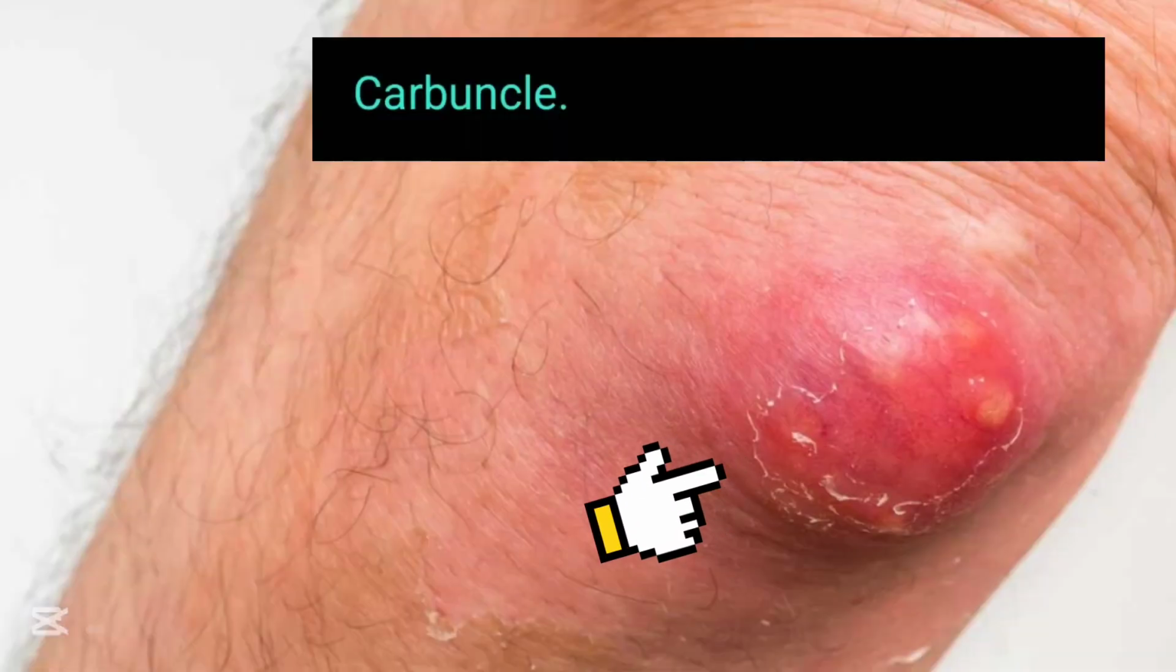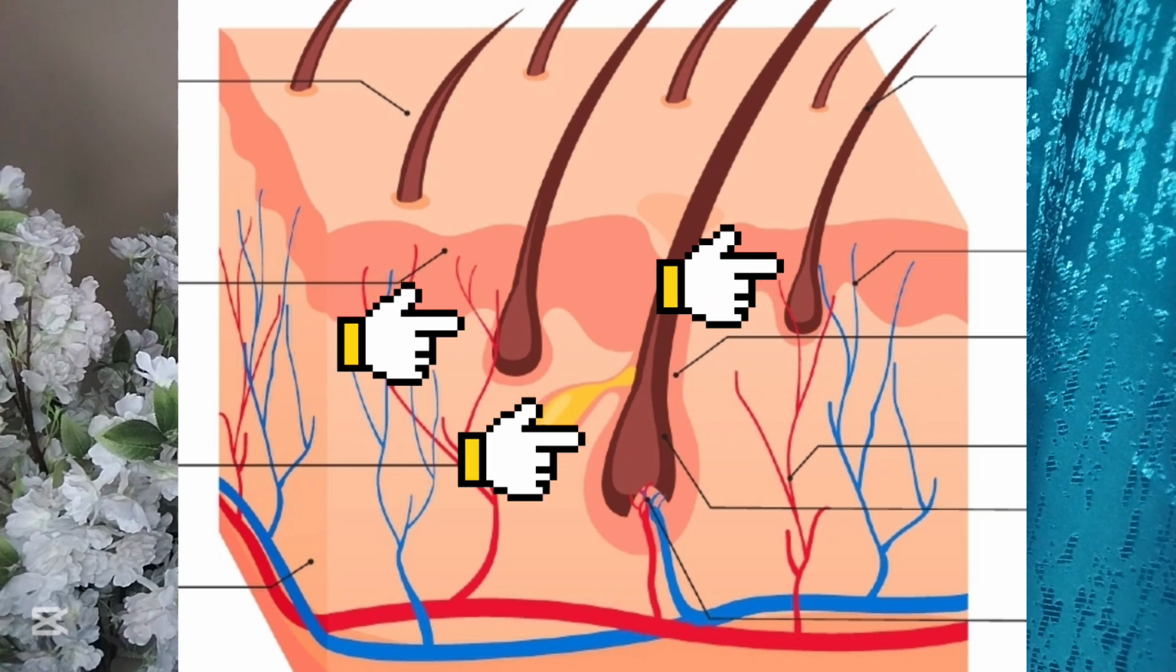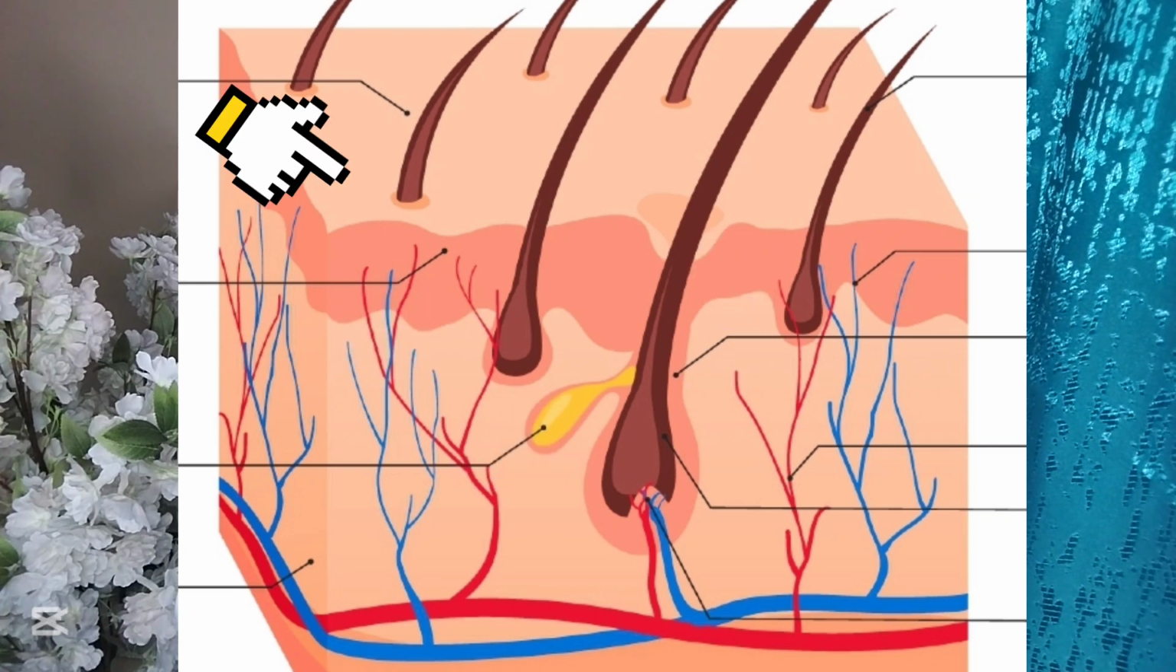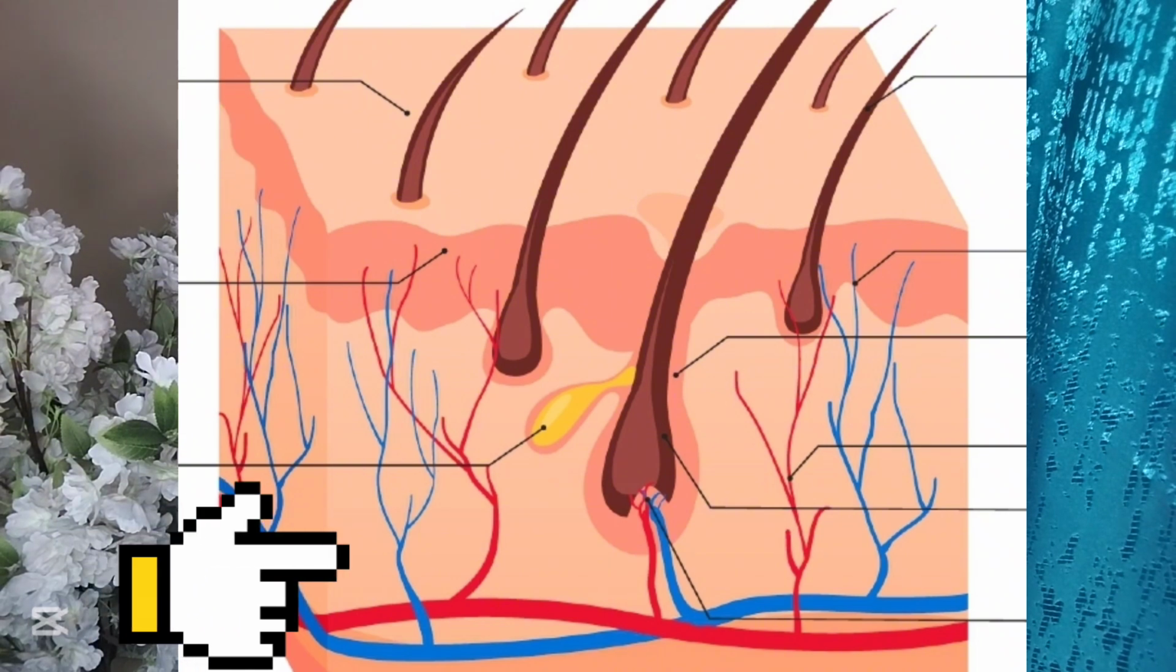Today's video is about a carbuncle. A carbuncle is a pus-filled swelling that occurs when bacteria infects two or more hair follicles, and this can result into the death of the skin as well as the subcutaneous tissues, the tissues just below the skin.